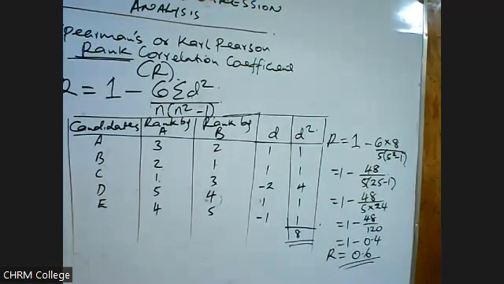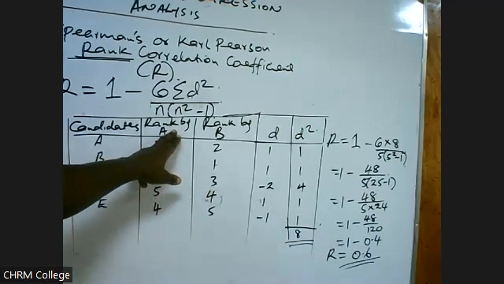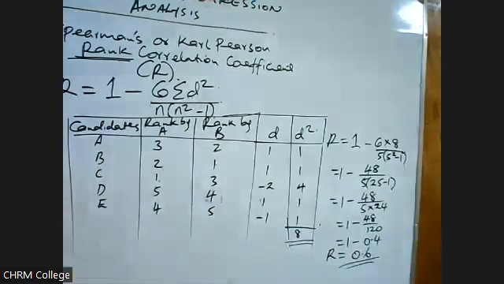When it is above 0.5 and it is positive, we say that there is a high positive correlation between ranking by A and ranking by B. A high positive correlation when it is above 0.5.